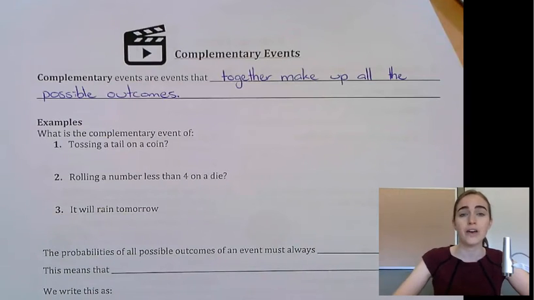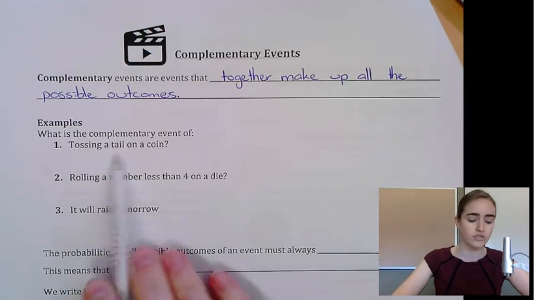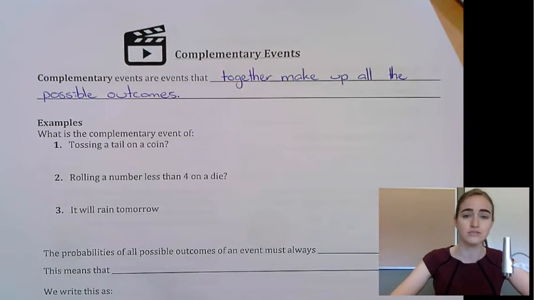In this video, I want to have a look at complementary events. So complementary events are events that together make up all the total possible outcomes of an experiment. So if we have a look at a few examples, we want to know what the complementary event is of tossing a tail on a coin.